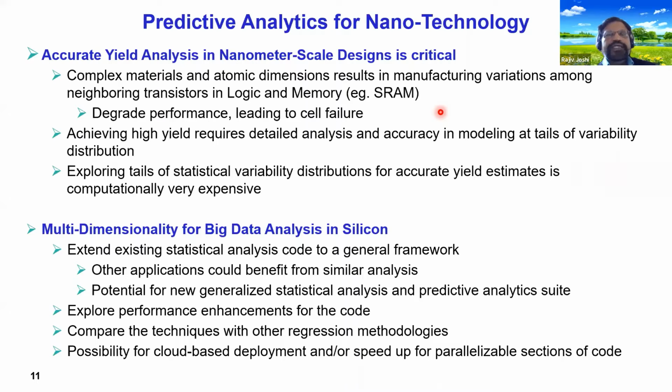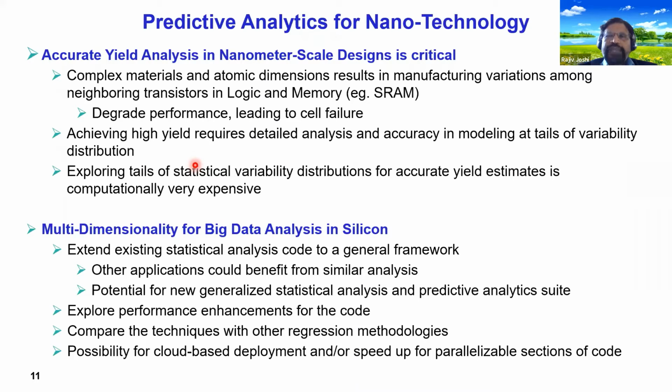So anyway, again, you need analysis and yield prediction, even if you want to take that to a production level. So achieving high yield requires detailed analysis and accuracy in modeling at the tails of the variability distribution, because the memories are not one.